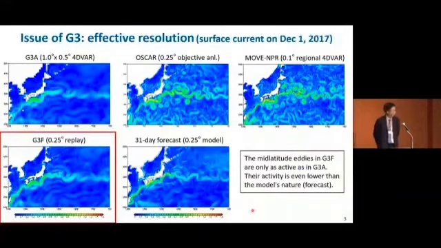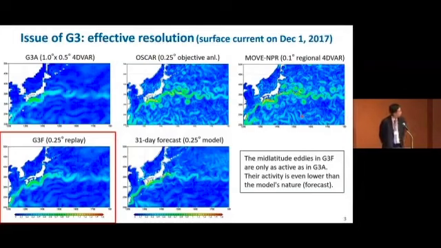The issue of current system, G3, is the effective resolution of the analysis. This slide is showing surface current snapshot, and the current system is on the left, the G3A top and G3F the bottom. If you compare the eddy activity and current activity overall, comparing to objective analysis or high-resolution regional 4D-Var, the G3 system has much lower eddy activities.